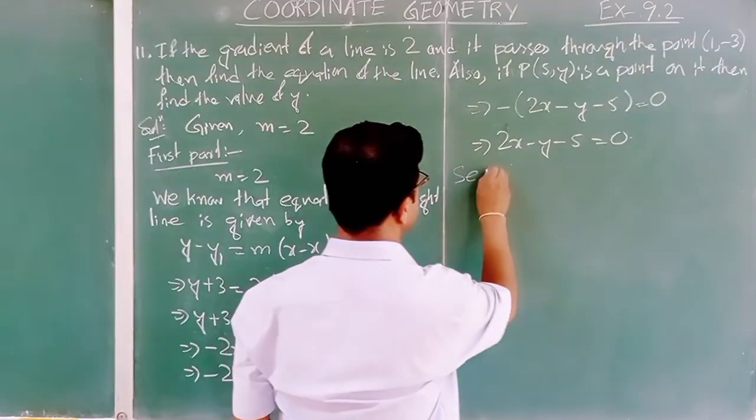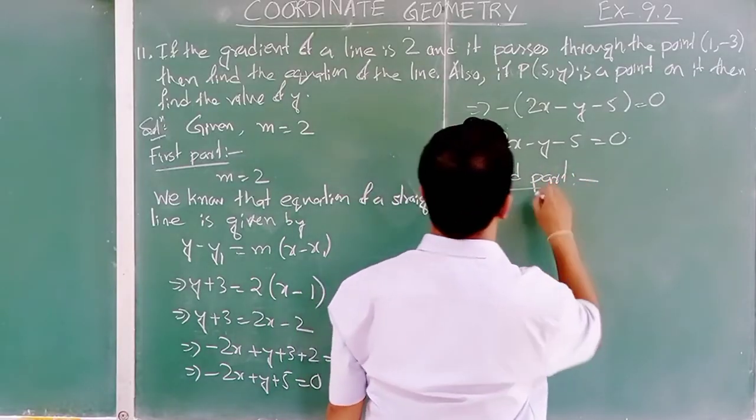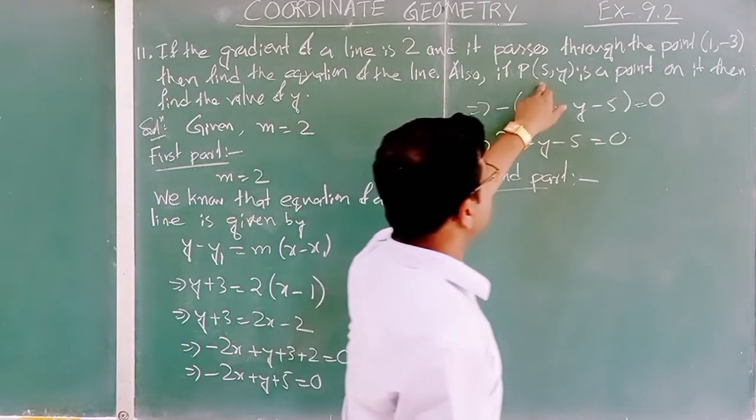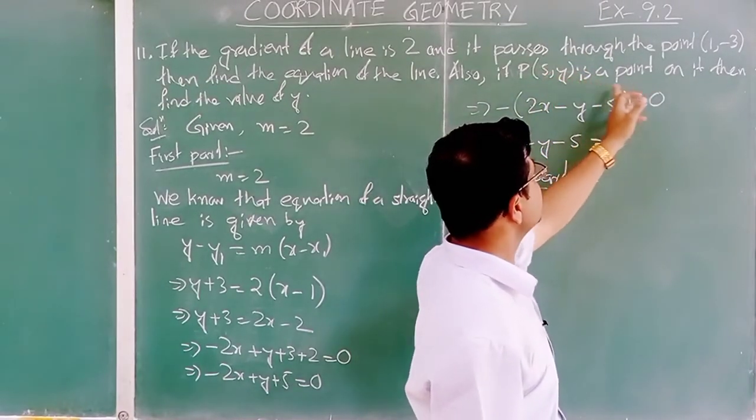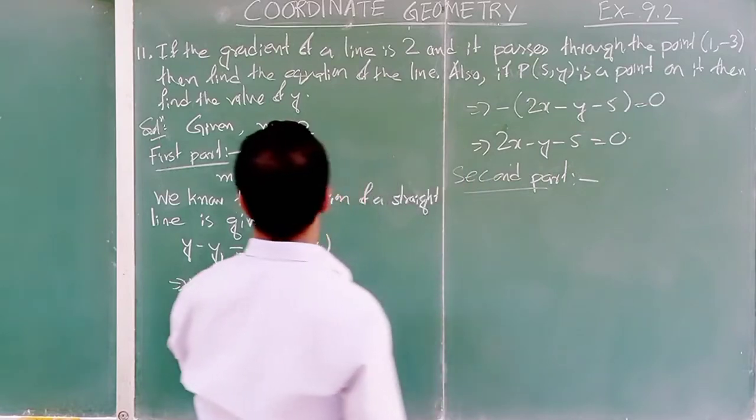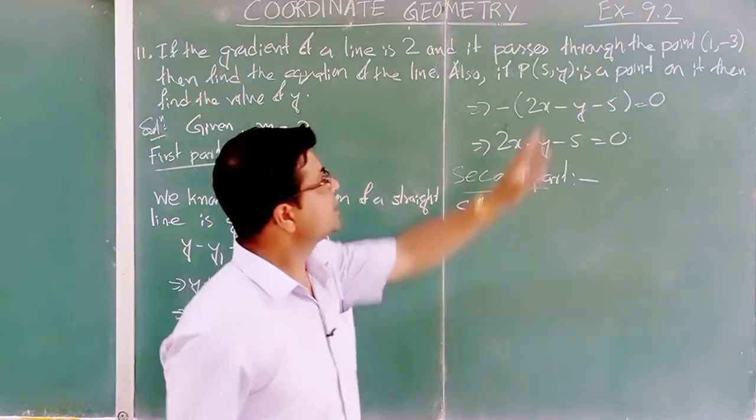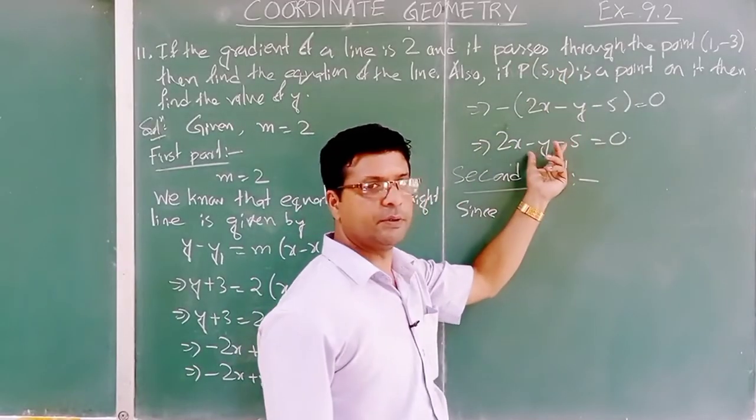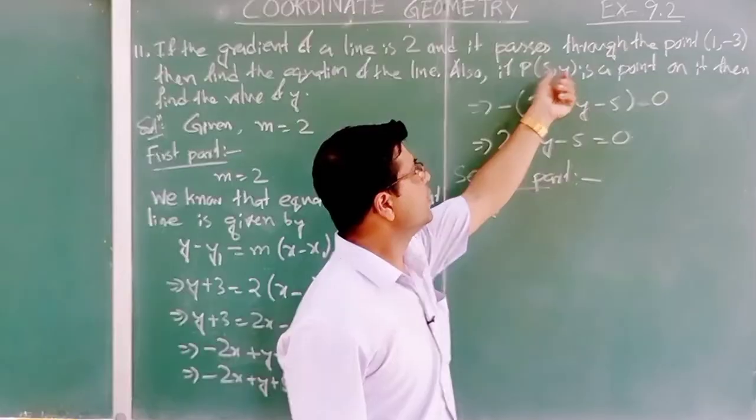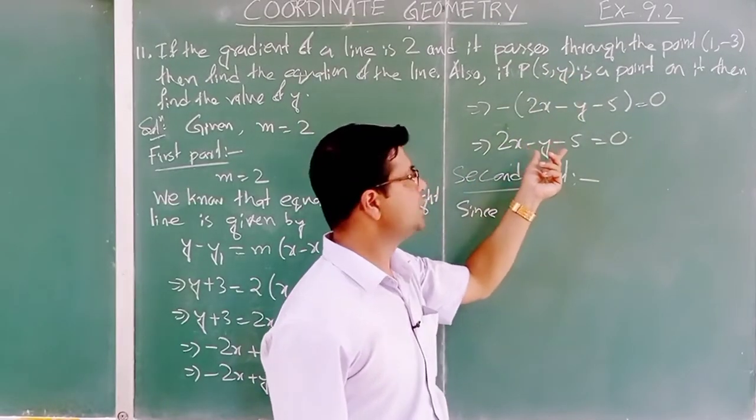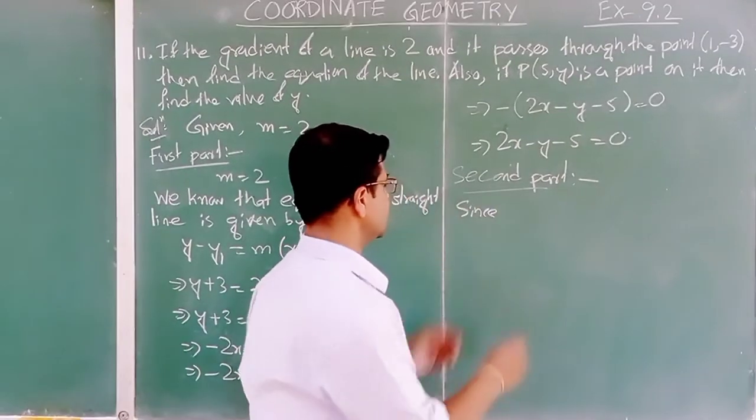Now the second part. If a point P whose coordinates are (5, y) is on the line, then find the value of y. How will we find it? We just substitute the values of x and y here, because this point lies on the line, which means the values of x and y will satisfy the equation. We shall put the value of x and y here and find the value of y.